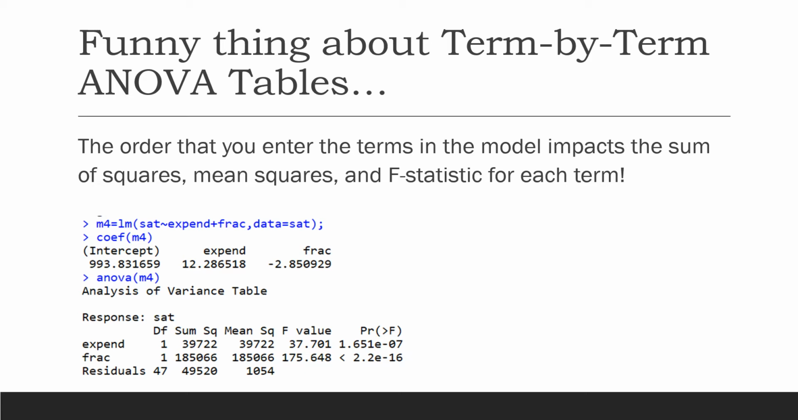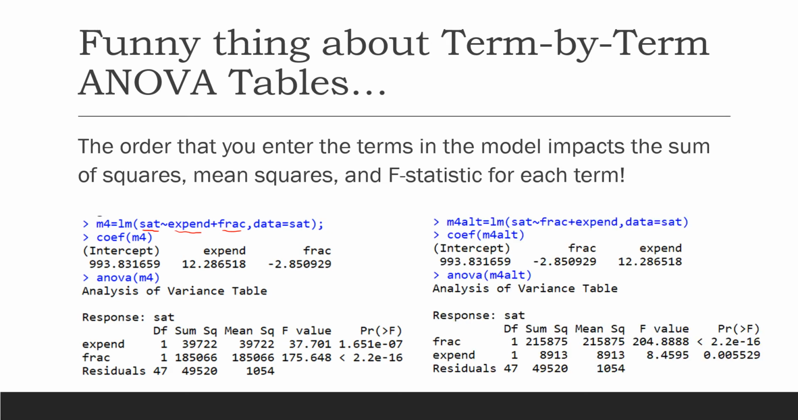Here, I'm looking at my response variable SAT as a function of expend plus frac. Here in my alternative, I've got the same two explanatory variables, but I have changed the order. So instead of expend plus frac, I have frac plus expend. If you look at it, what you'll see is that this didn't change the intercept. It didn't change the coefficient for the fraction of students taking the SAT, and it didn't change the coefficient for expenditure. But what it did do is it changed the sums of squares and the mean squares and the F value and the P value.